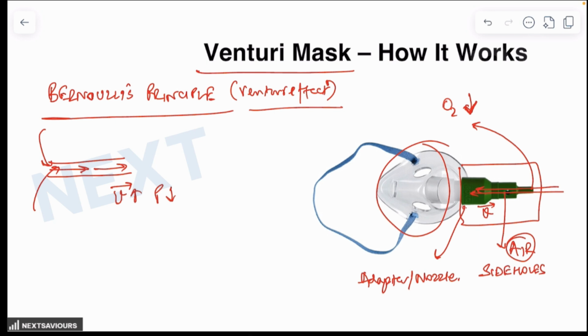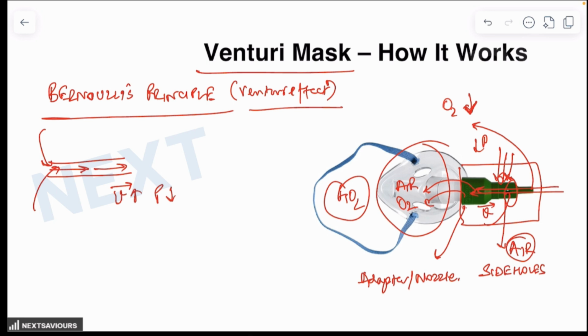Now, as it exits the narrow orifice from here, it creates a low pressure zone. So here, a low pressure zone is created. This pulls in air from the room. As a result, from this orifice, the air from the room enters through the side ports. Now the mixture of air plus oxygen delivers a controlled, fixed FiO2 to the patient, and the total flow exceeds the patient's inspiratory flow, so no extra room air is entering during inspiration.